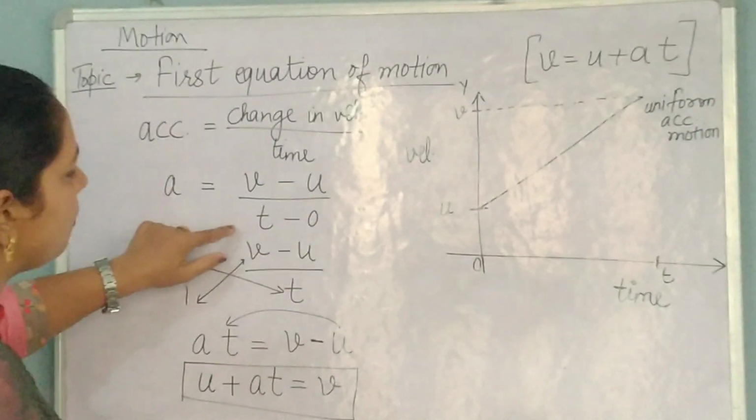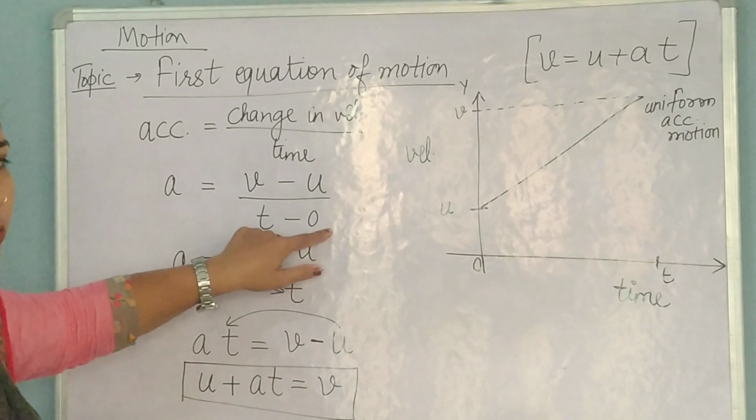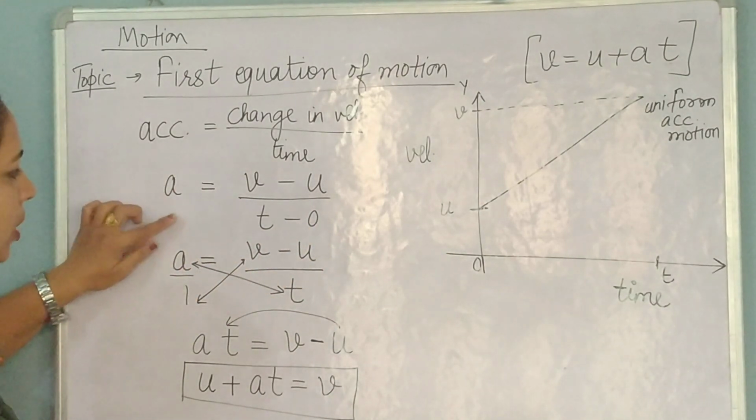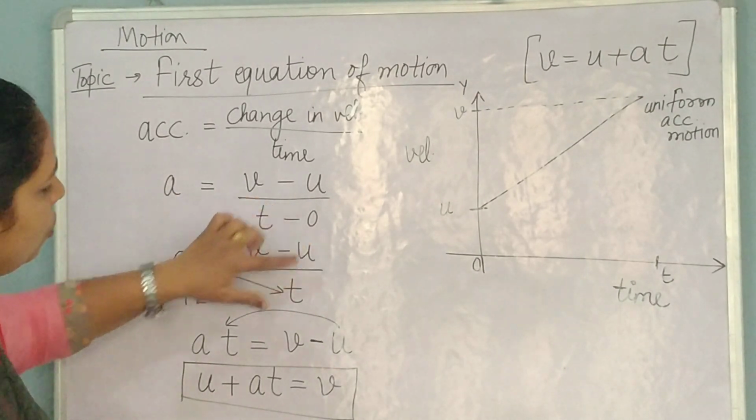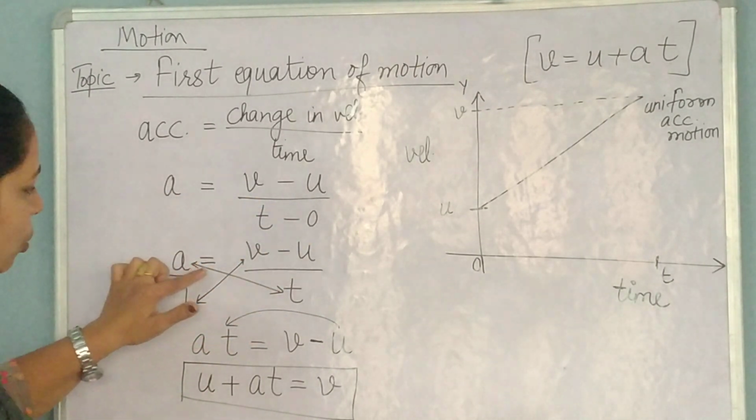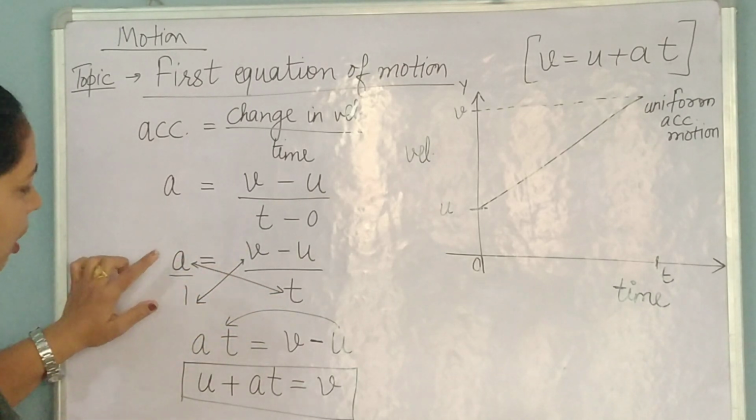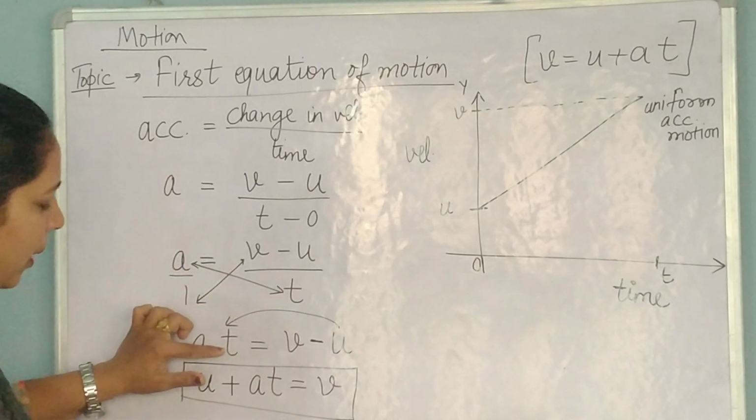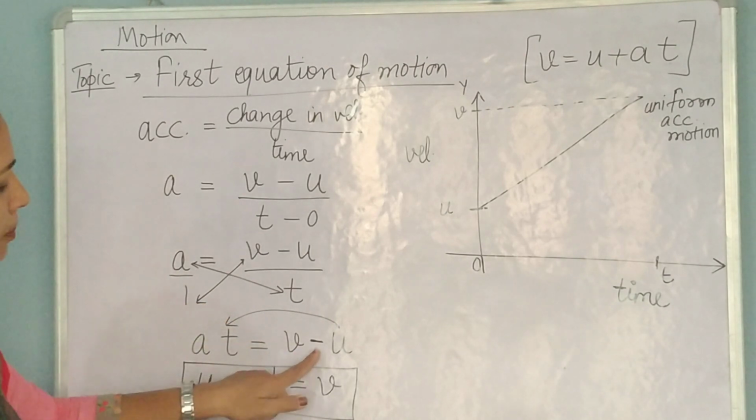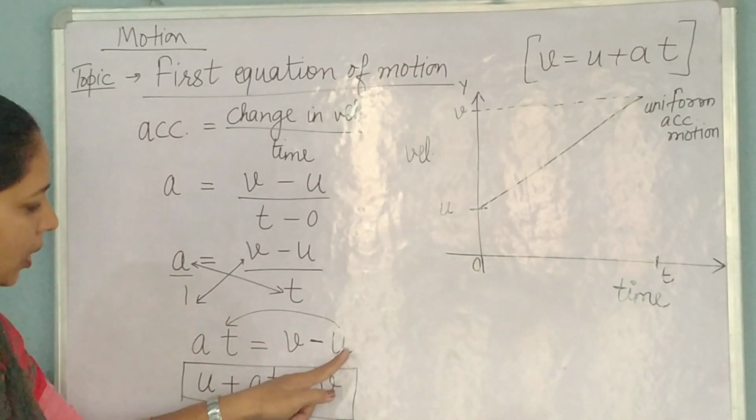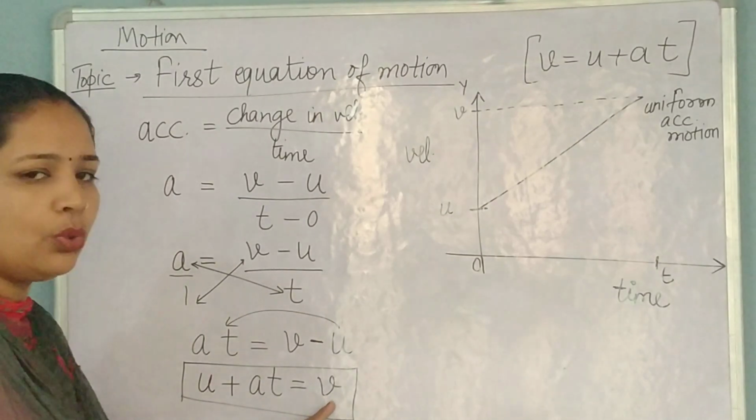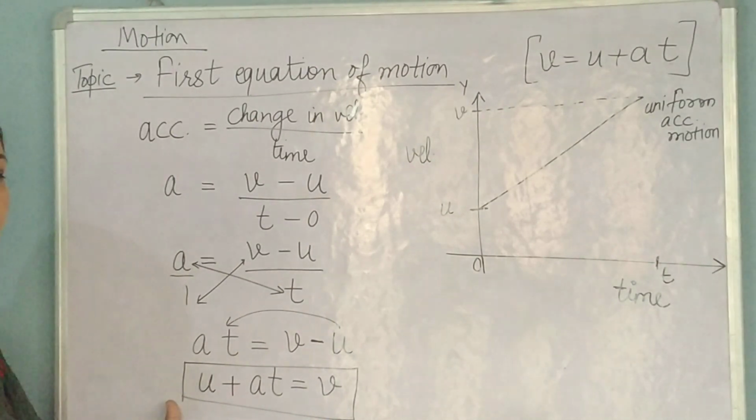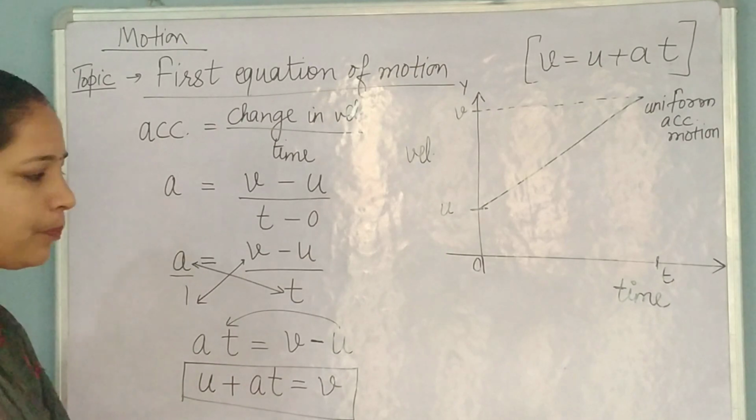And how much time will it take? t minus 0. So when we solve this expression, we will get a is equal to v minus u by t. We will do cross multiplication. We get a multiplied by t is equal to v minus u. When we take u on this side, it becomes positive. So u plus at is equal to v. This is our first equation of motion.